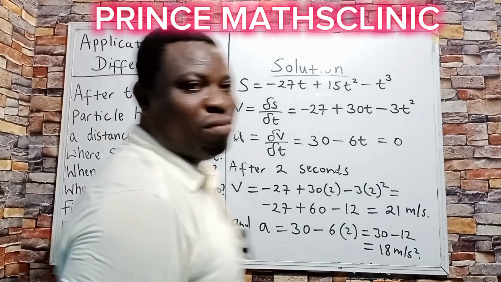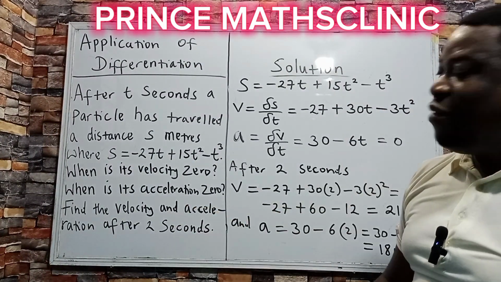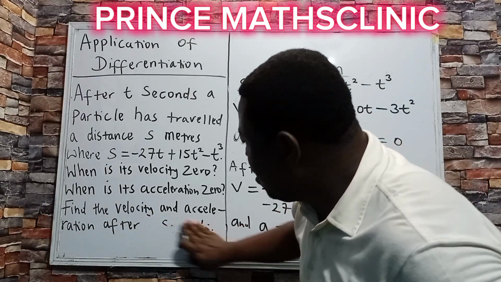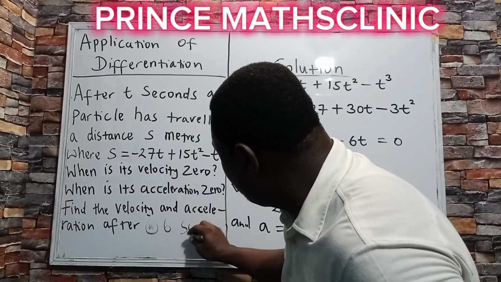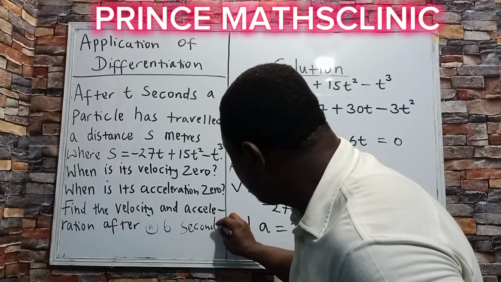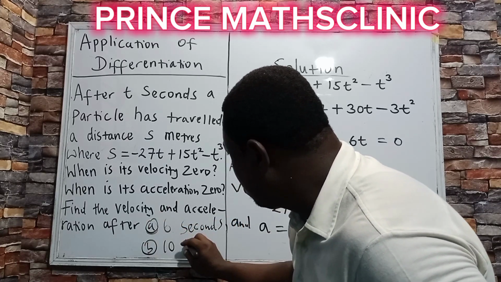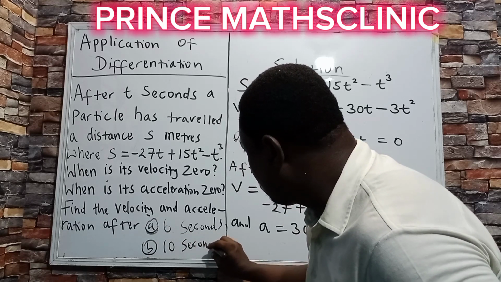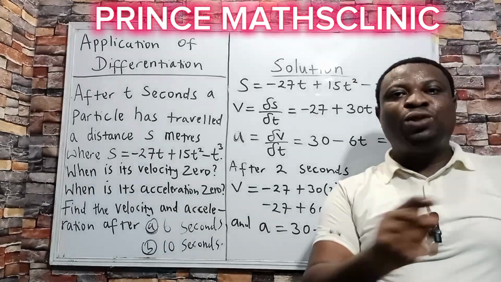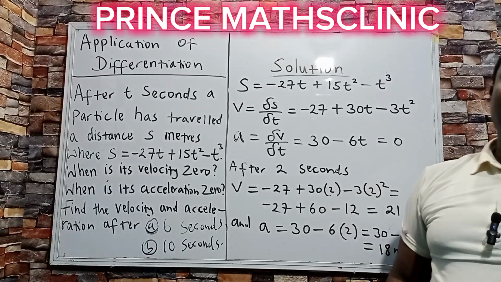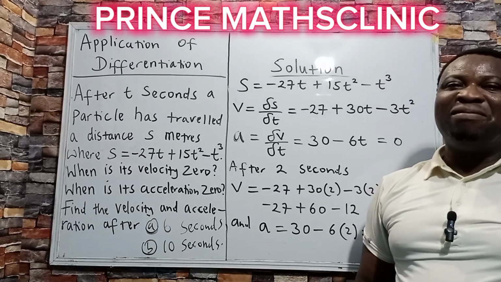As a way to be sure you understand what we have done, you are going to do this for me. We are going to find the velocity and acceleration after A, 6 seconds, then B, 10 seconds. Solve this and post your results in the comment section, and together we shall all enjoy simplified maths.